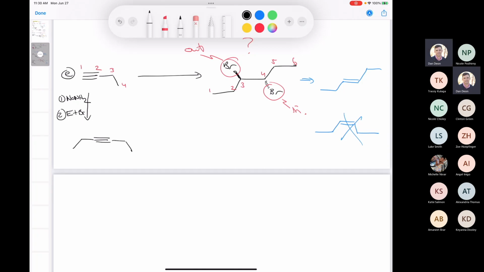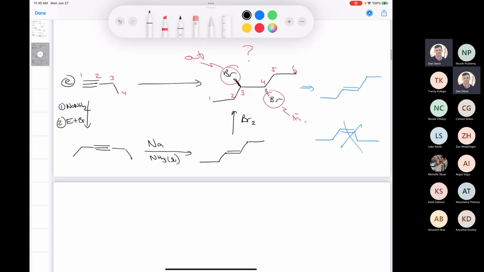Now we want to reduce this to the trans alkene. How do we do that? We saw that the trans alkene is formed from an alkyne by using sodium metal reduction. So we put sodium and liquid ammonia, and that gives us our desired trans alkene. And now all we have to do is take it and treat it with bromine. That's it, and we're done. Do you read me on this one?